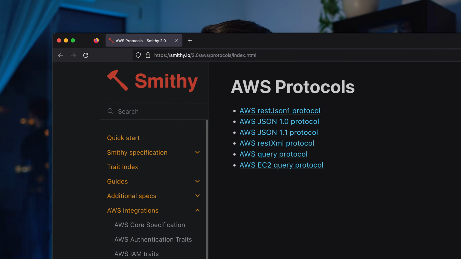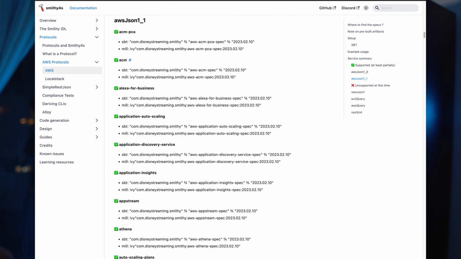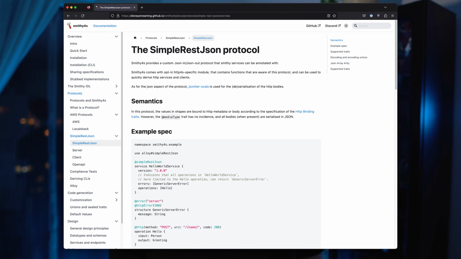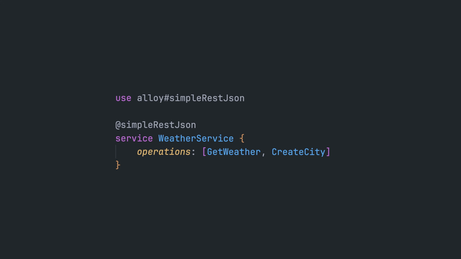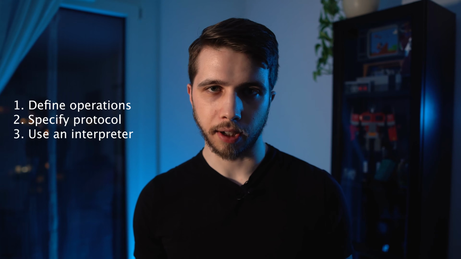Some of them are made by AWS and they are documented because some of the AWS services use these protocols. Then there are some protocols provided by other libraries like Smithy 4S. And you can also build your own protocol if you need something custom that doesn't fit into the behavior of the existing protocols.